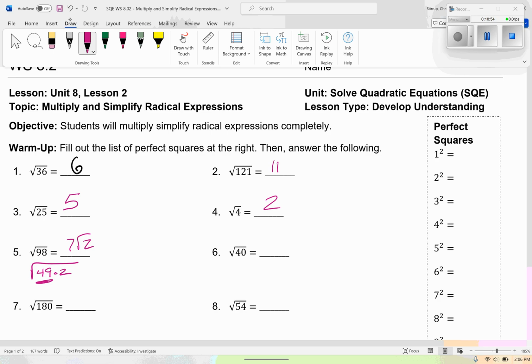All right. What about 40? What does that break up to? 4 and 10. Good. 4 is the biggest perfect square. Square root of 4 is 2. So I get 2 square root 10.